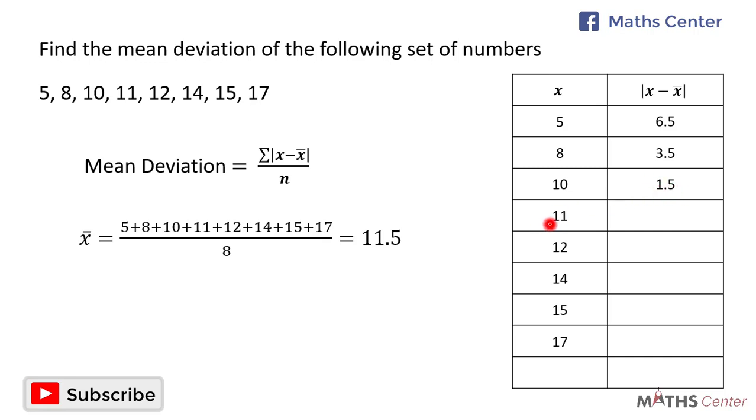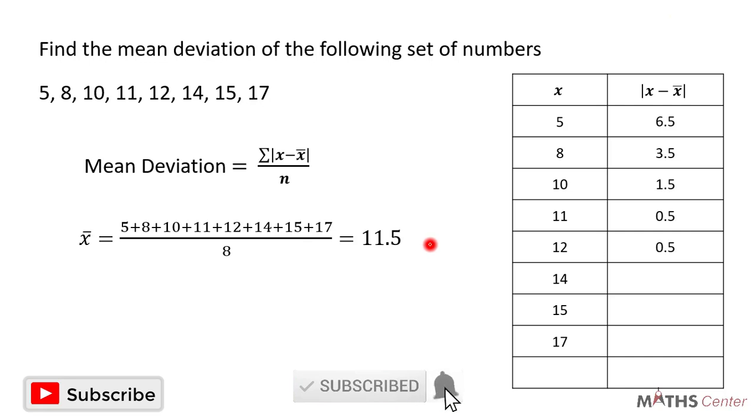The next one is 11. You have 11 minus 11.5. That will give us negative 0.5. The absolute value of negative 0.5 is 0.5. The next one is 12. So you have 12 minus 11.5. That will give us 0.5. The absolute value of 0.5 is 0.5. The next one is 14 minus 11.5. That will give us 2.5. The absolute value of 2.5 is 2.5.